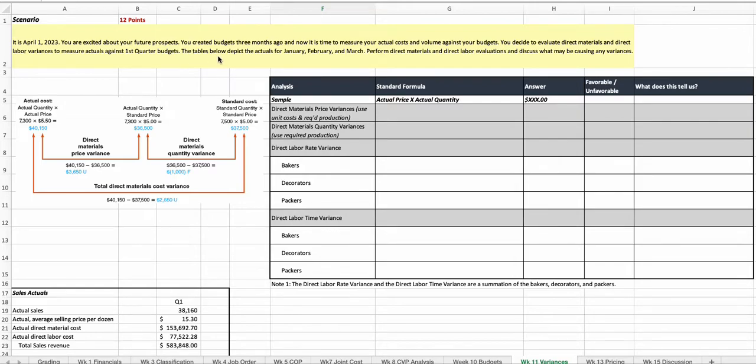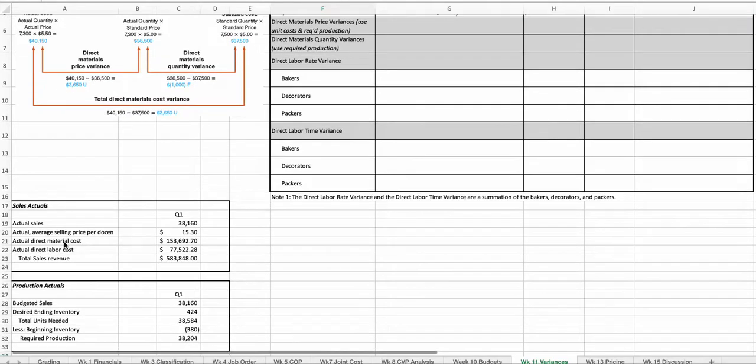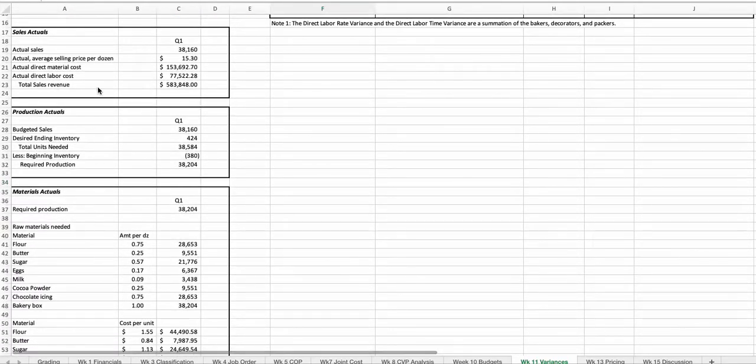You created budgets 3 months ago, and that's what you did last week. But now we need to measure our actual cost and volume against our budgets. You decide to evaluate your direct materials and your direct labor variances to measure actuals against the first quarter budgets. Now, I want to point that out. It's the first quarter budgets. So as you're walking through all of these calculations, make sure that you're only looking at that first quarter. We have a table below that depicts the actuals for the first quarter, so you'll use this as well.